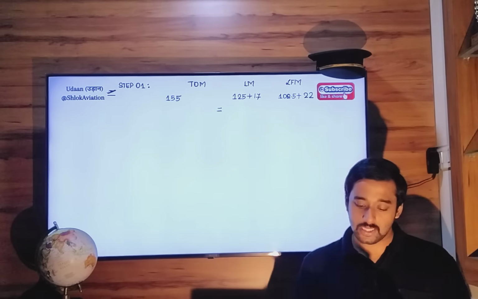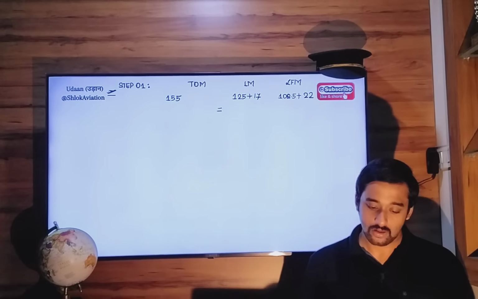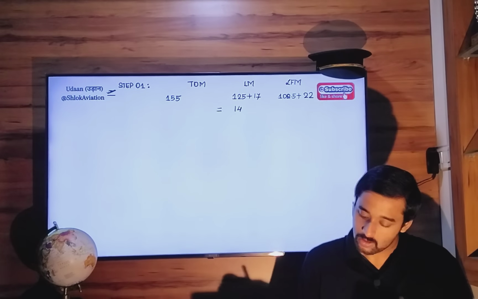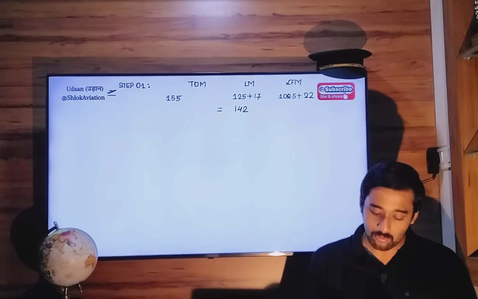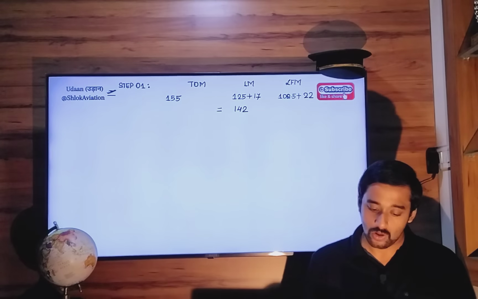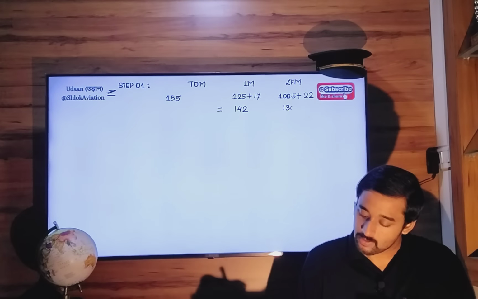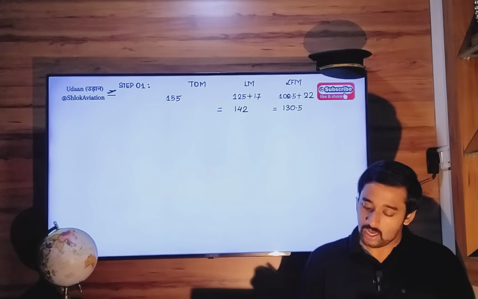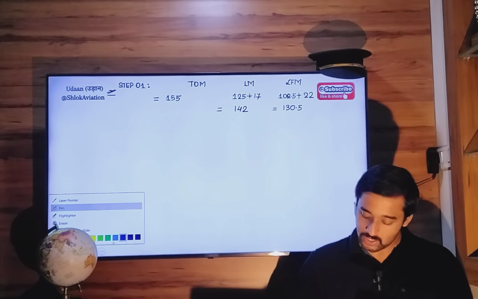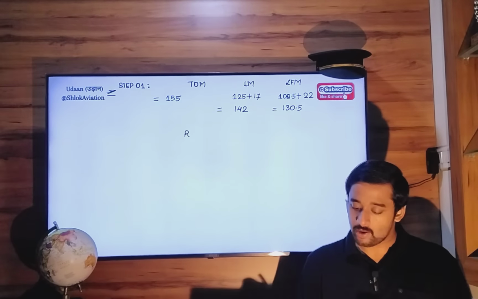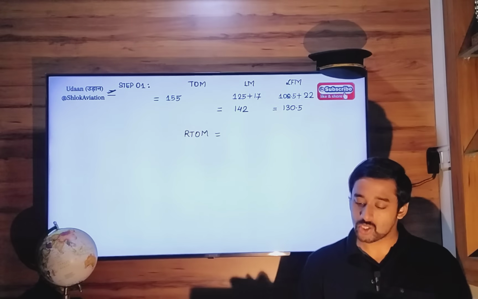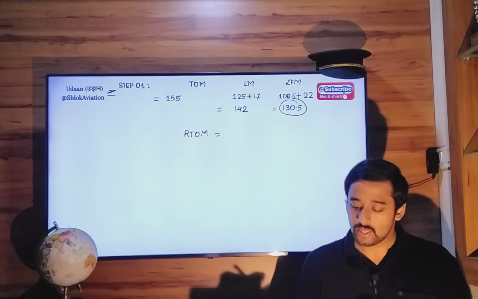So 125 plus 17 is 142. 108.5 plus 22 is 130.5. So now out of these three takeoff values, you're going to take off with regulated takeoff mass, which is the lowest of all of them, which is 130.5.